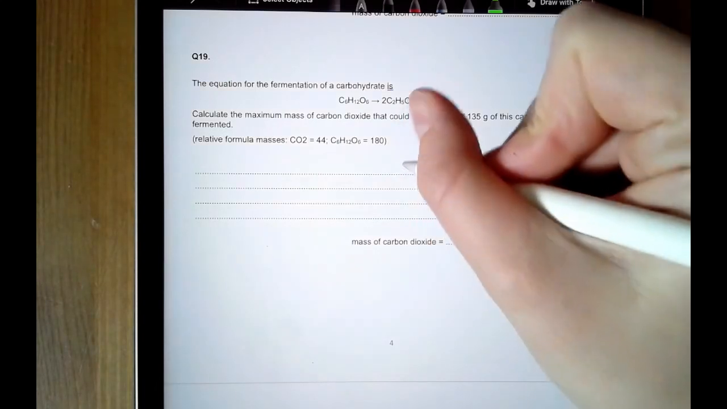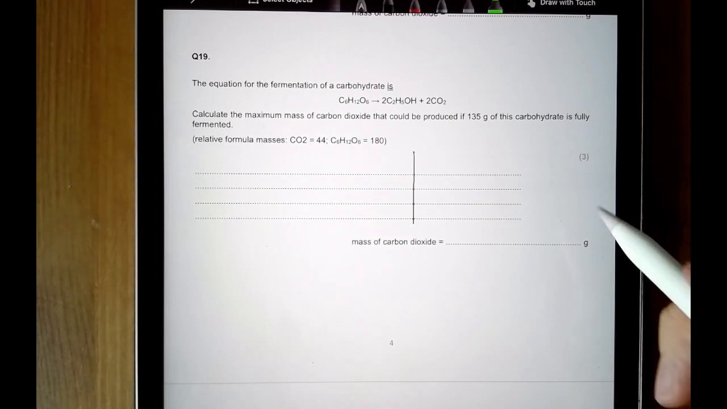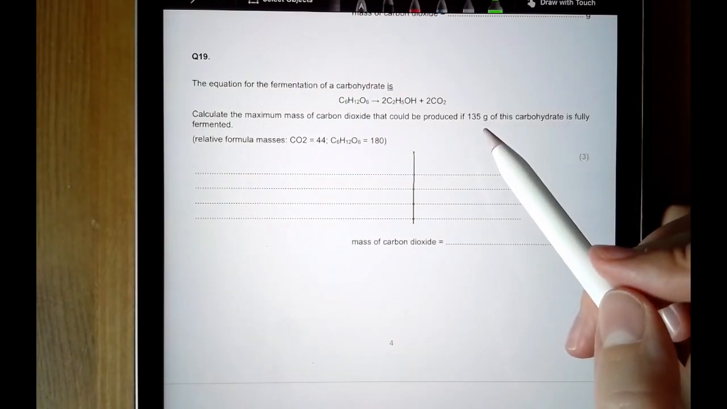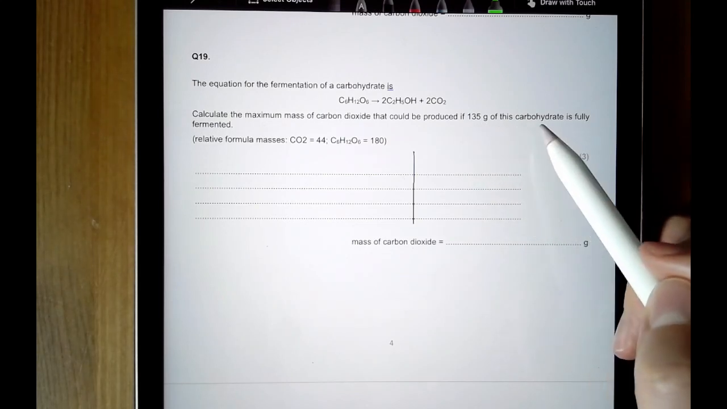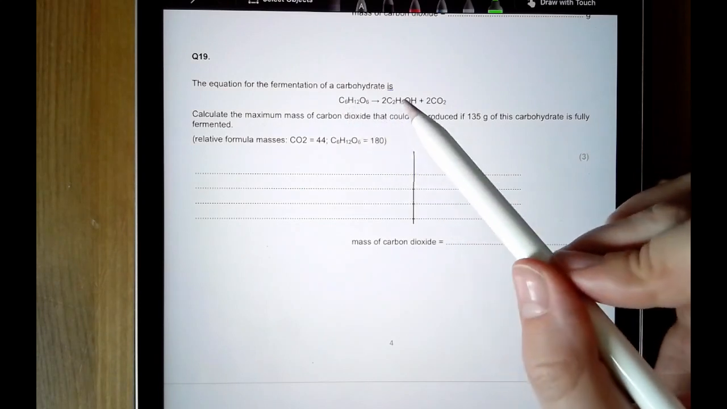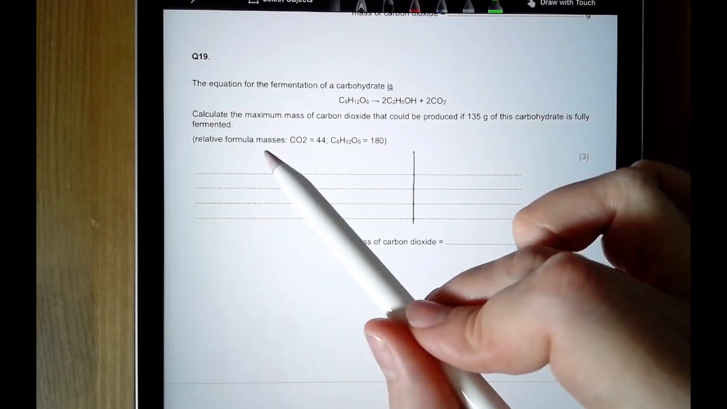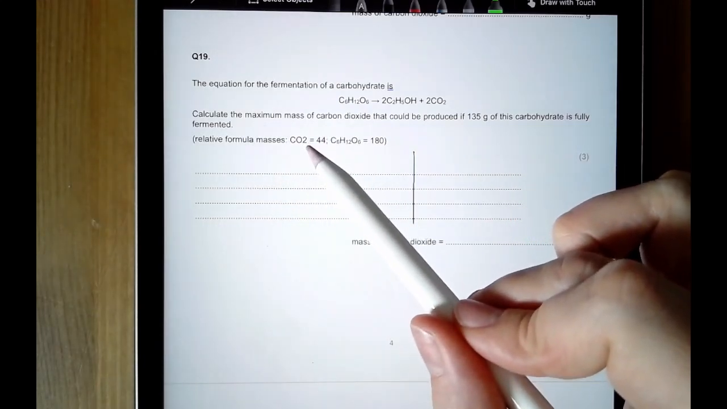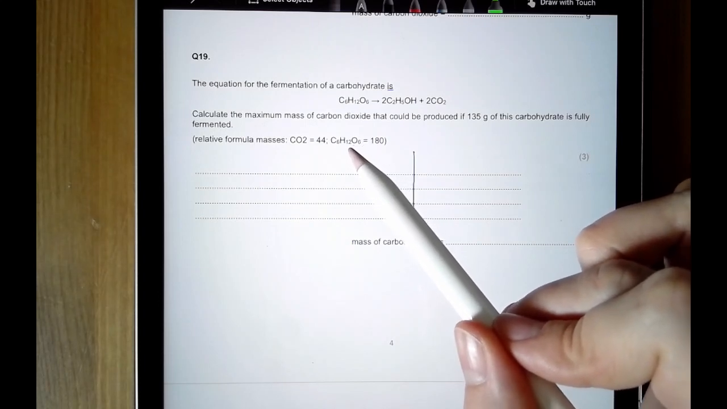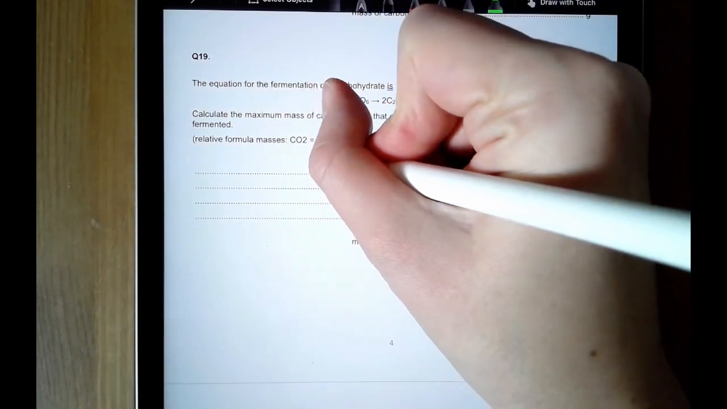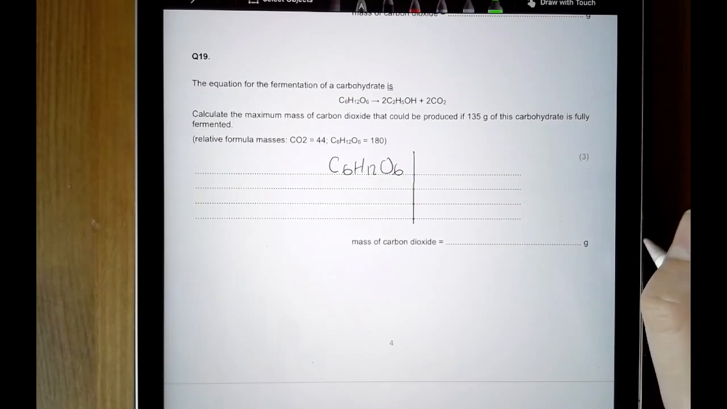In the next question though, you'll see you're only given 1 mass, not 2, so you're going to need to use a moles table. So when you're using your moles table, you're always going to include 2 things. You're going to include the formula of the compound that you're given information about. So you're told you've got 135 grams of this carbohydrate. You need to work out which one of these is the carbohydrate they're talking about. As a clue, if you look at the other information they give you, they tell you the formula mass of CO2 and they tell you the formula mass of C6H12O6. That tells you it's important and it is the carbohydrate. So hopefully you recognize it from biology as being the formula of glucose. Glucose is a sugar, sugar is a carbohydrate.